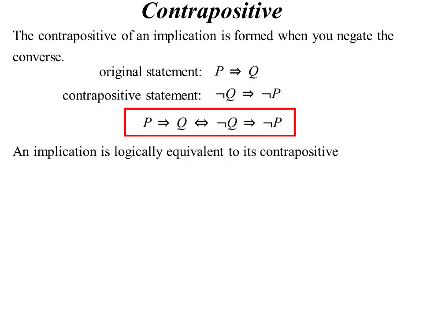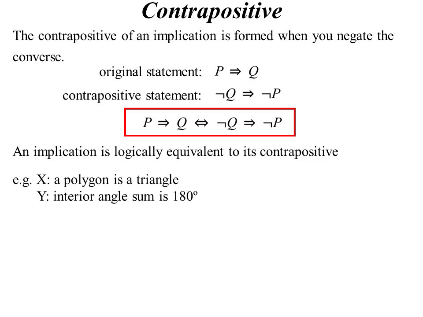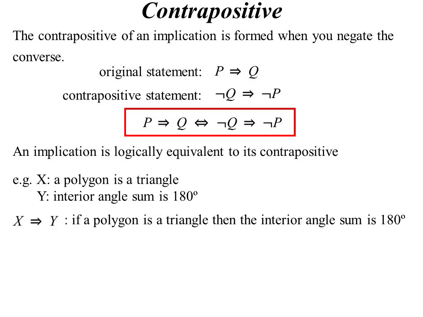An implication is logically equivalent, the same thing, as its contrapositive. Here's an example of that. X is the statement, a polygon is a triangle, and I have another statement Y, the interior angle sum is 180 degrees. Well, X certainly implies Y. If a polygon is a triangle, then the interior angle sum is 180 degrees. That's true, I can make that statement.